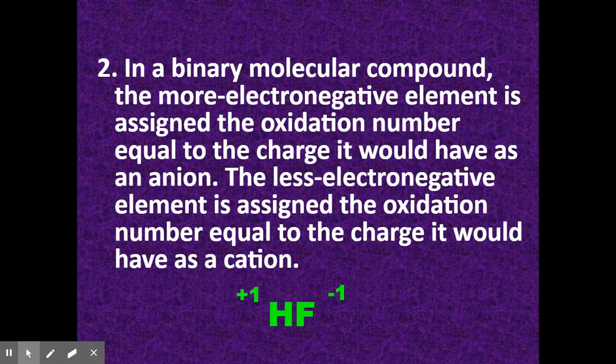Number 2, if we have a binary molecular compound, which means we have 2 elements in that molecular compound, the more electronegative element is going to be the charge of that if it were an anion. The less electronegative will be the charge if it were a cation. And if you remember, the less electronegative element is always named first. So that is going to be your cation or your positive, and the more electronegative will be the anion or the negative. So we can kind of assign those just as if they were charges.